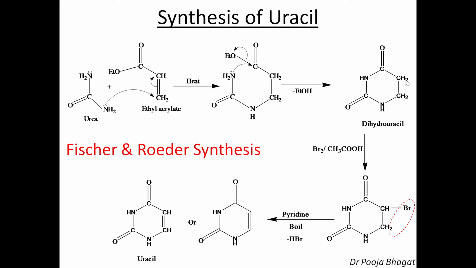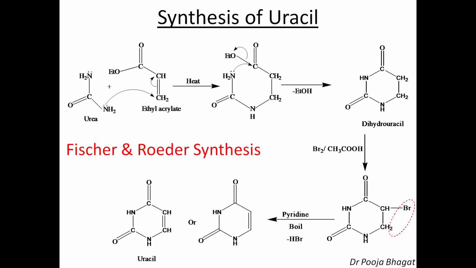Then when you do the bromination, this hydrogen is replaced by Br, and when you heat it in presence of pyridine, there is a loss of HBr, that is dehydrohalogenation, and you get uracil. Okay, so now the Fischer and Roeder synthesis for uracil is clear to everyone. Now we will discuss this method for the synthesis of thymine.